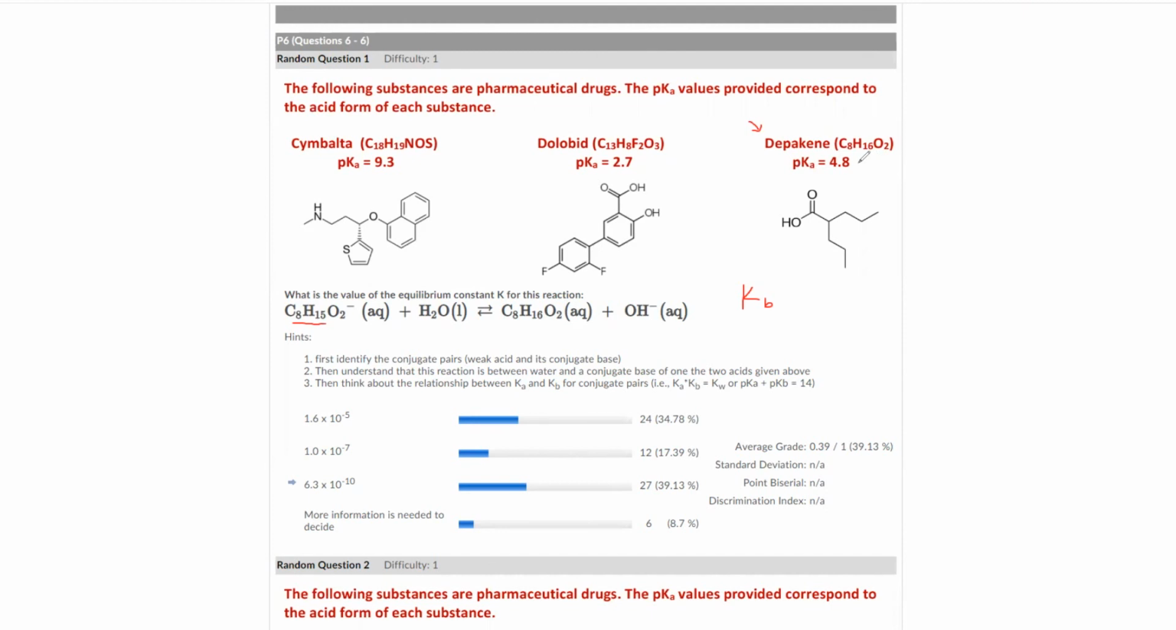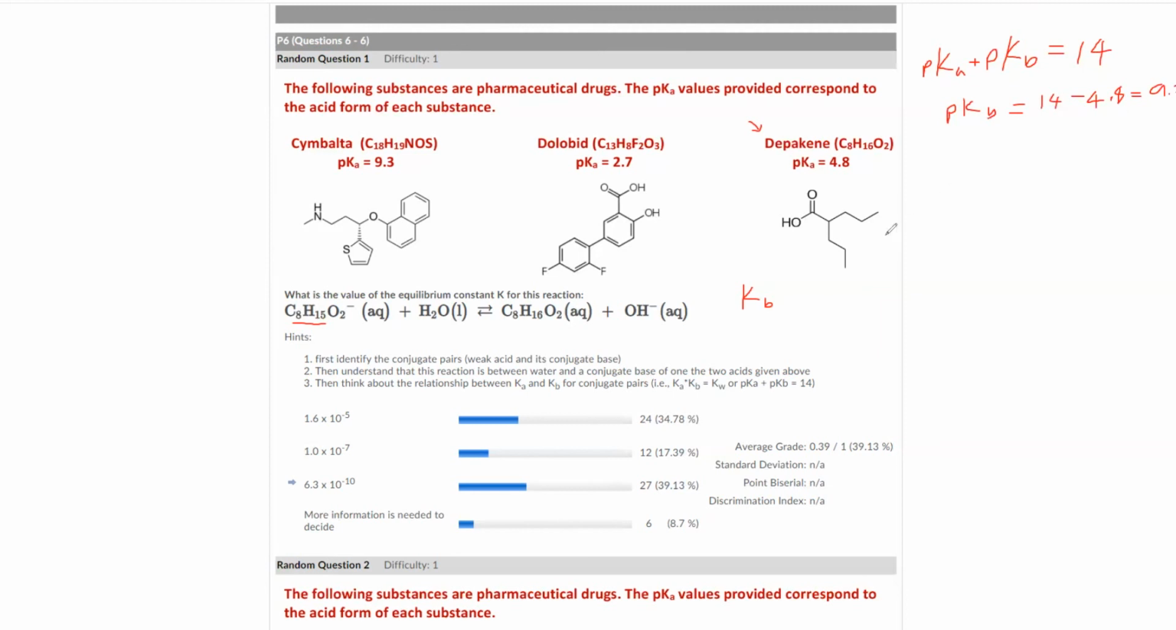So if you're given the pKa, all right, you can find the pKb, because you know that pKa plus pKb is equal to the pKw, which is 14 at 25 degrees Celsius. Okay, therefore pKb is equal to 14 minus pKa. pKa is 4.8. Okay, so you're gonna get 9.2 as your pKb.